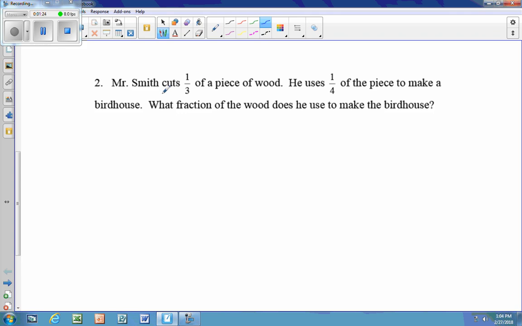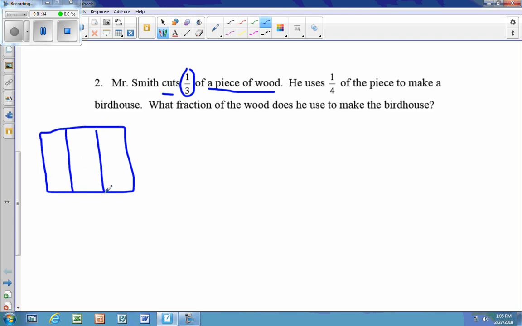It says Mr. Smith cuts 1/3 of a piece of wood. So we're going to show that. So we're going to take our wood. He cuts 1/3 of a piece of wood. Right here is what he's cut. He uses 1/4 of the piece to make a birdhouse. So we're going to cut this into fourths in the opposite direction, and 1/4 of that piece that he cut.